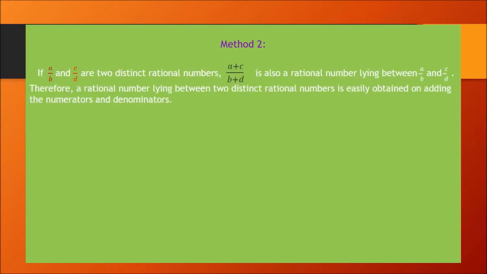Now, the second method, which is a shortcut method, an easy method for finding some rational numbers between two given rational numbers. If a/b and c/d are two distinct rational numbers, then (a + c)/(b + d) is also a rational number lying between a/b and c/d. Therefore, a rational number lying between two distinct rational numbers is easily obtained by adding the numerators and denominators.